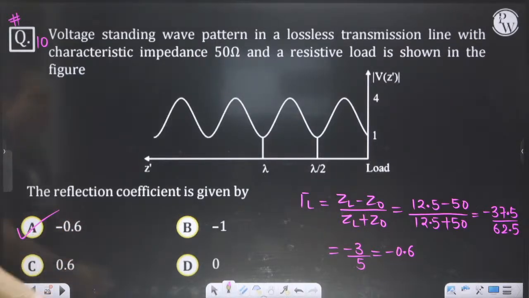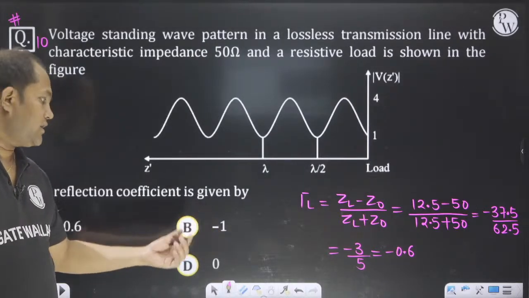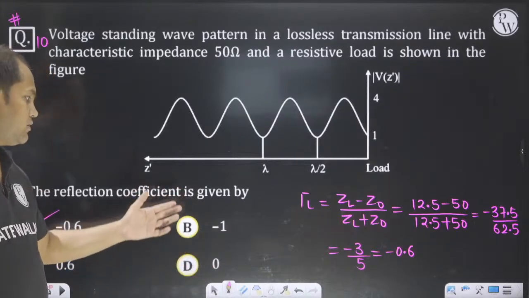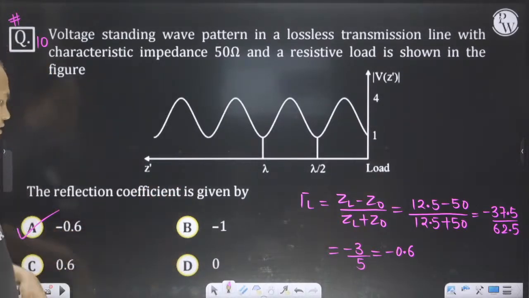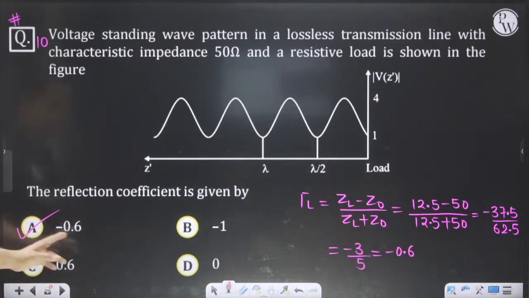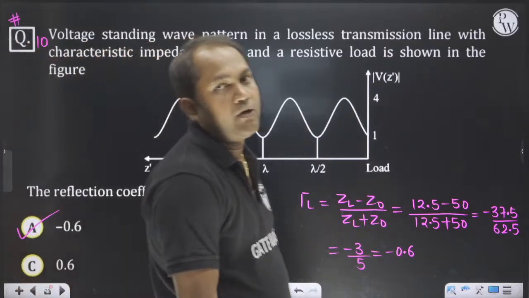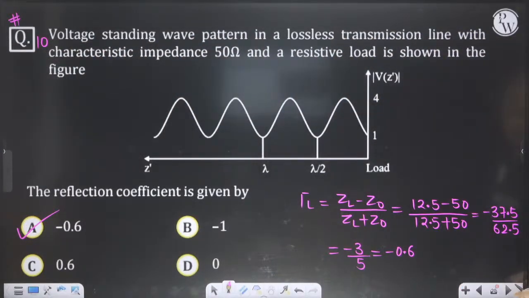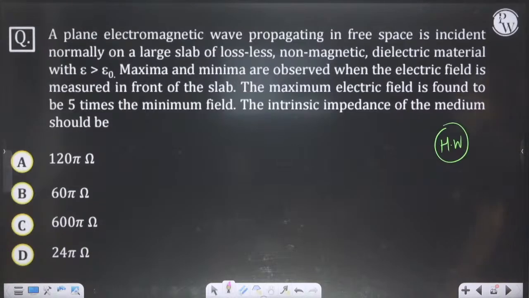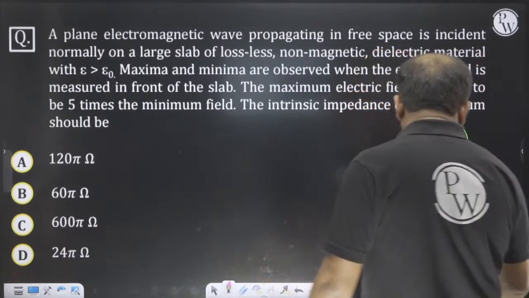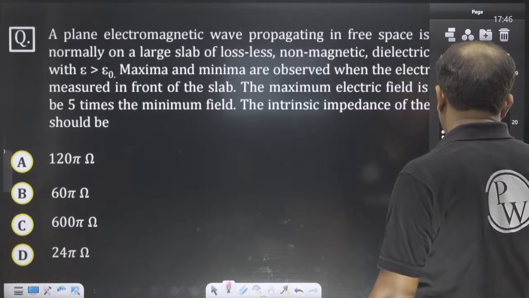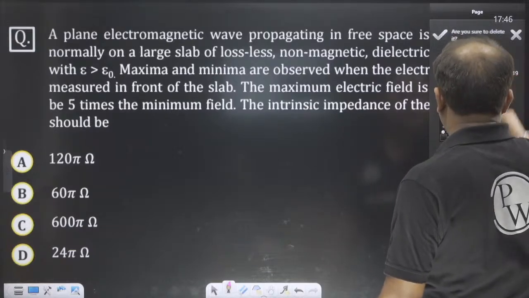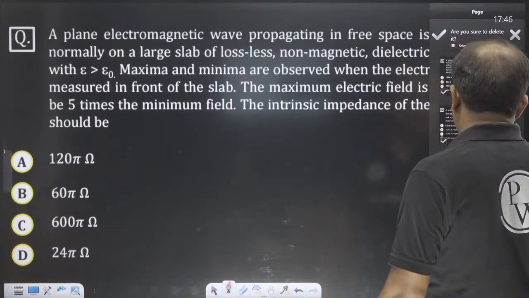This option is wrong. This option is for short circuit and this option is for matched load. So these options are wrong. So only one option, that means the A option, is correct. So you can go through it like this also. Then we have this question, I will do it later in the next class. This question and this question I will do in the next class.